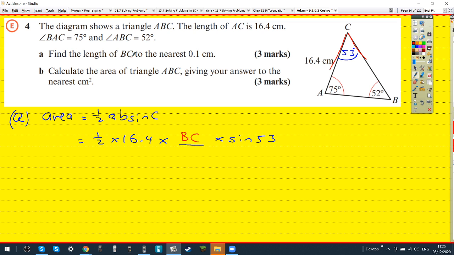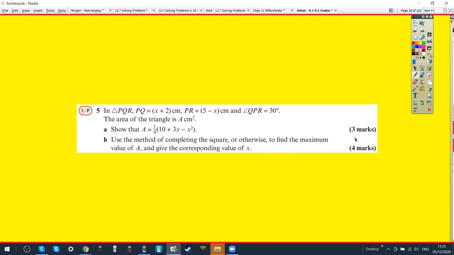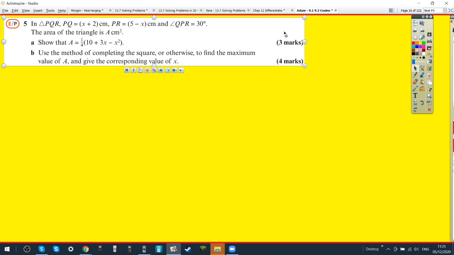Part A says find the length of BC, and then you would use that length to find the area. That was the important thing I wanted to see: if you would choose this side over here matched with this angle instead of some other one.